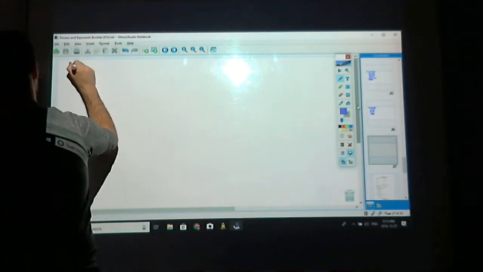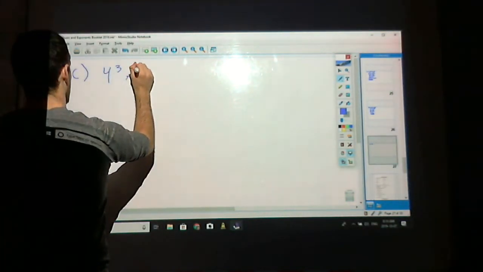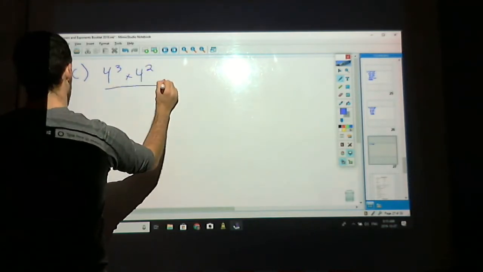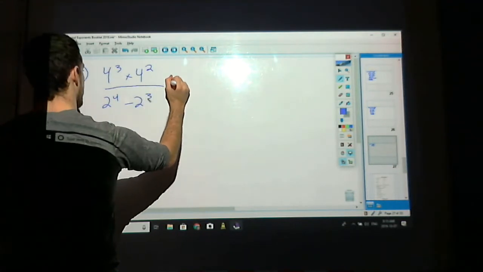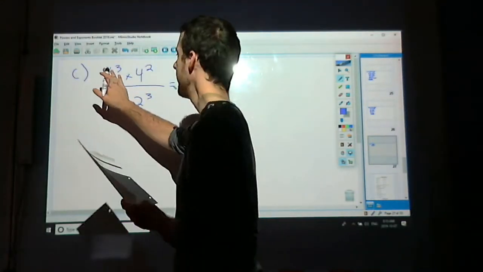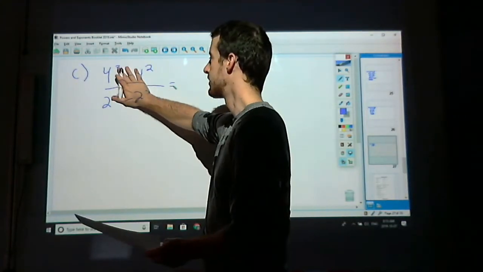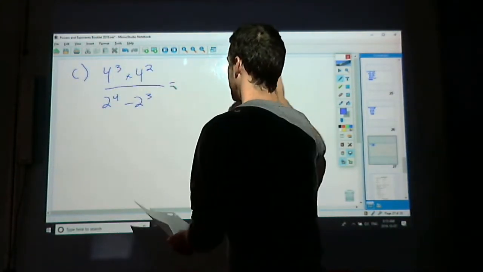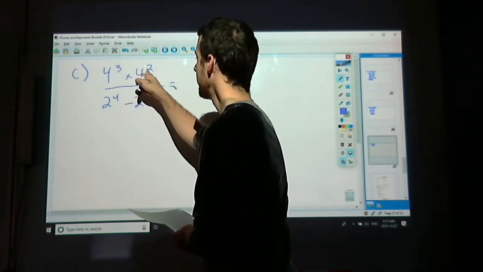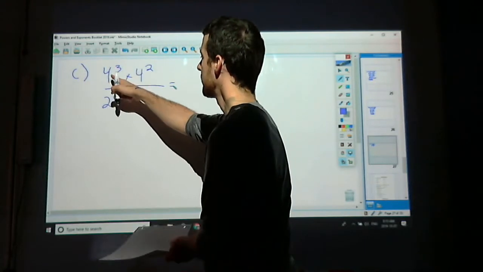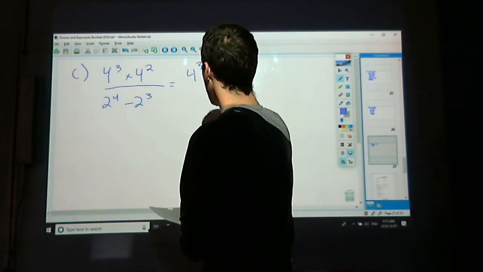So for C, we have a division problem, right? Quotients. 2 to the power of 4 minus 2 to the power of 3. When we have division problems like this that look like a fraction, I like to go across, because it just keeps all the lines nice and smooth. All right, so here we have 2 powers multiplying same base, so we're going to take our exponents and we're going to add them.